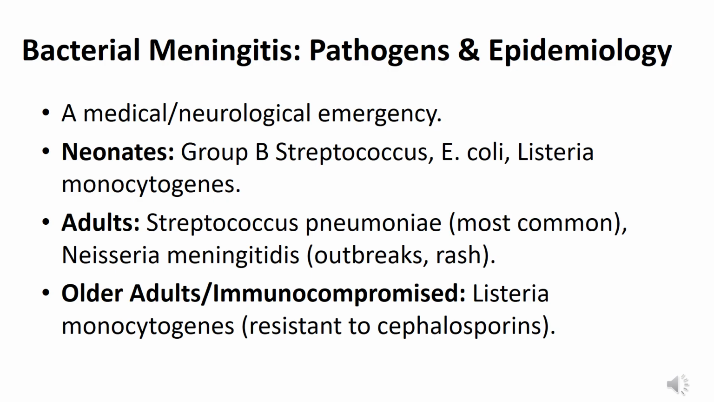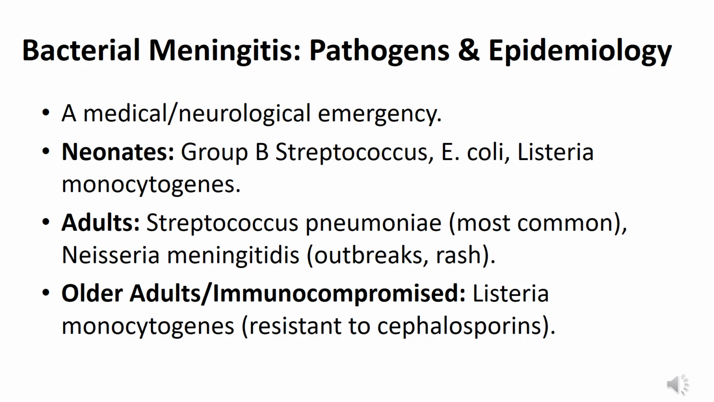In adults, Streptococcus pneumoniae becomes the most common cause of community-acquired bacterial meningitis. This organism can invade the bloodstream from sites such as the respiratory tract and spread to the meninges. Pneumococcal meningitis is often severe and carries a significant risk of neurological complications if treatment is delayed.